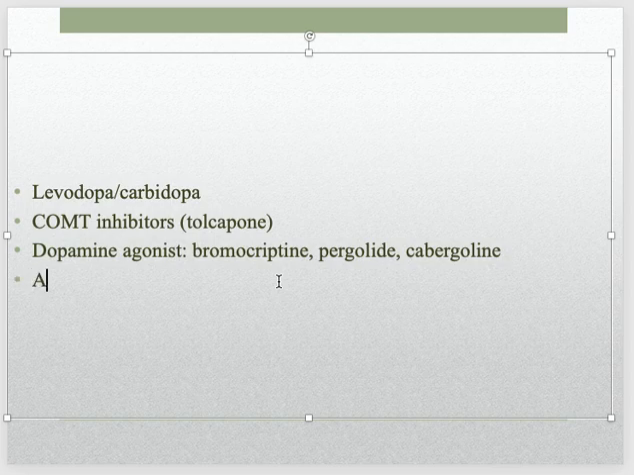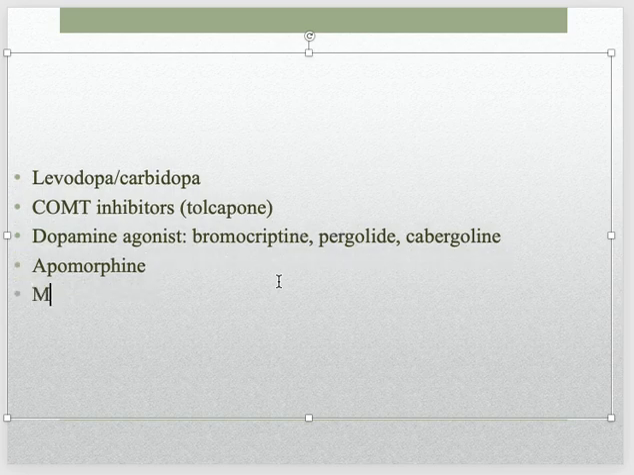One drug is called apomorphine, okay? Now what is this drug? Basically, apomorphine acts the same as a dopamine agonist, right? Why I'm mentioning this drug here is because it is the only one available in injection form, and we can give it to patients to control the symptoms, okay? Then I will show you MAO, monoamine oxidase inhibitors. Basically, it is monoamine oxidase B inhibitors.